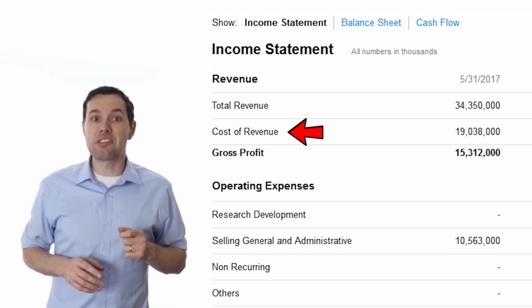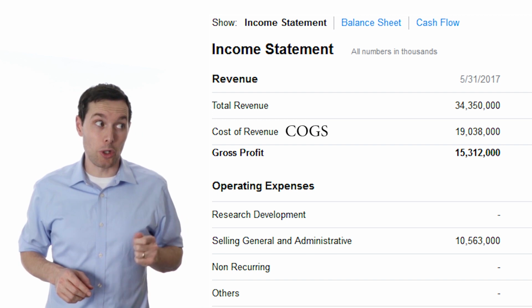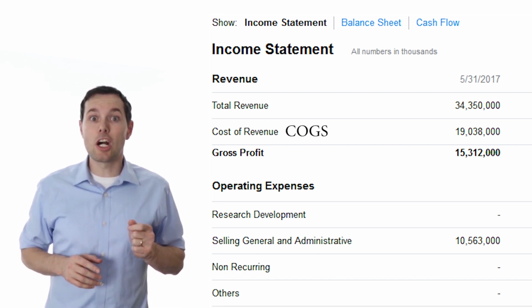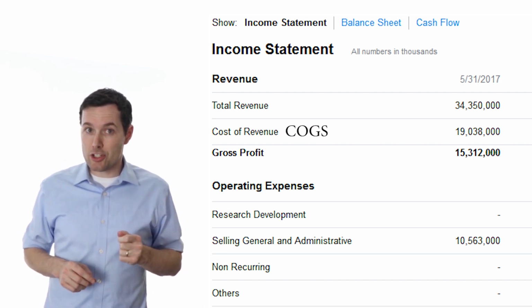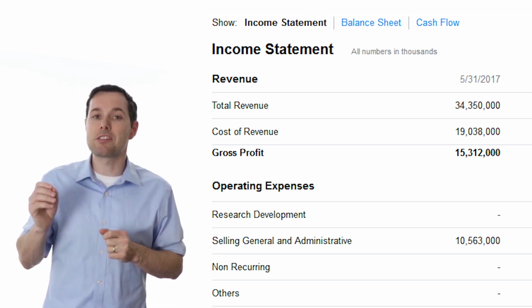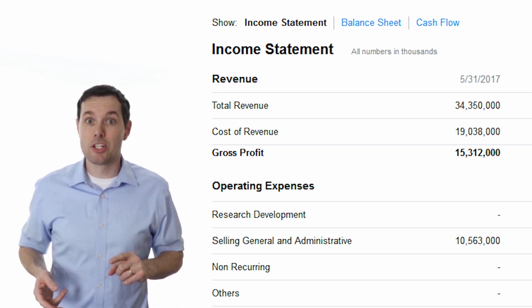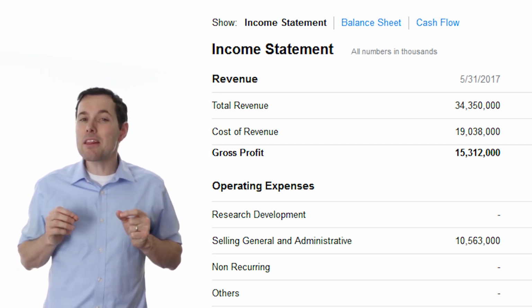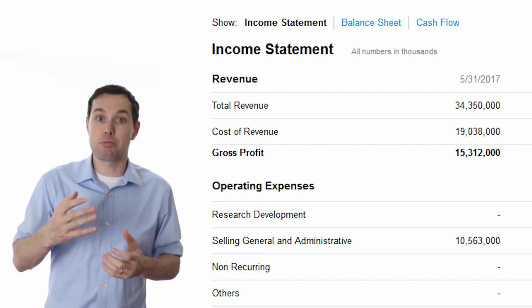Cost of revenue. You might also see it called cost of goods sold, or COGS. This is the cost directly related to the production of the products being sold. This includes material, shipping, things like that. Anything directly related to the creation of a product.